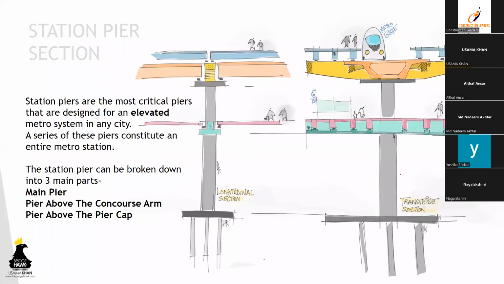These are station piers with only 2 levels. This is level 1, level 2. We can have a station pier with 1 more level. I'll show you that in the next slide. So basically, the station pier can be broken down into 3 main parts: the main pier, the pier above the concourse arm, and the pier above the pier cap. This is the main pier. This is the pier above the concourse arm. And there's a simple pier over here, which sockets this platform arm. This is called the pier above the pier cap.